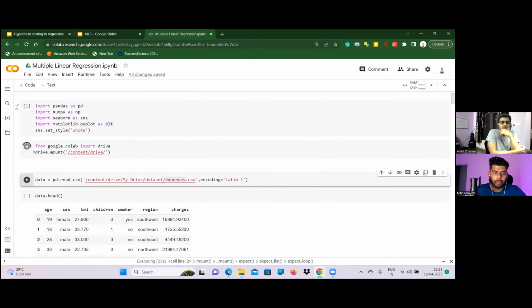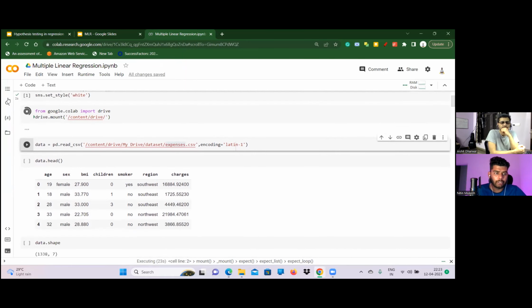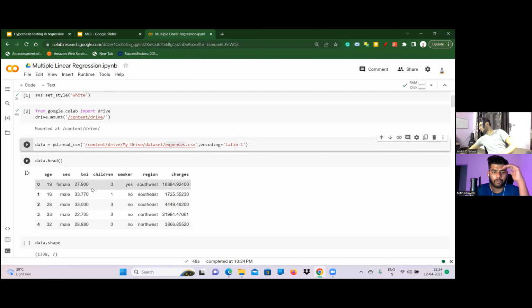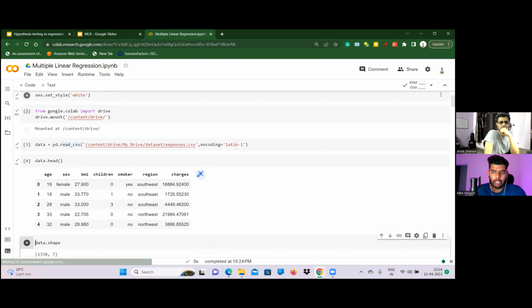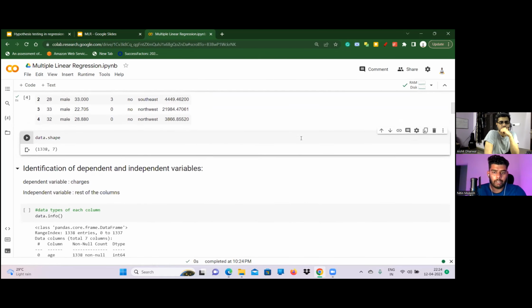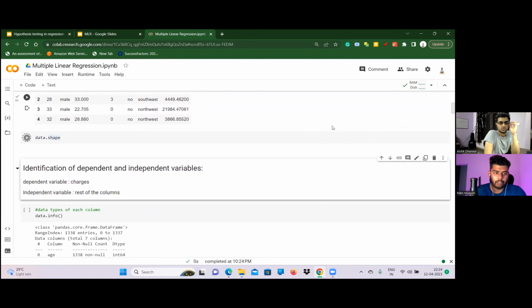Once you mount the drive, I think the process is slow, but it will mount. You can just use read_csv to read the data. Once you read the data, use the head method to print the first 5 rows. So now we have mounted, just run this particular code. It will read the data, then data.head will give you the first 5 rows, and you can get the shape of the data using data.shape.